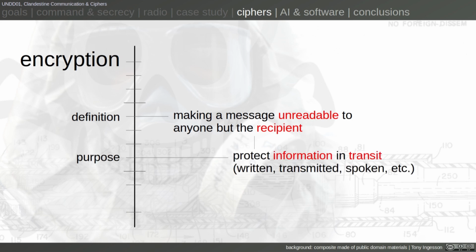So what is the purpose of encryption? Well, to protect information in transit. So it doesn't have to be written. It can also be spoken. You can use, for example, voice garbling encryption devices, and you can also speak in codes and so on. The methods to achieve this can either be manual, using pen and paper, or they can be technical and automatic, using different kinds of devices, electronic or mechanical.